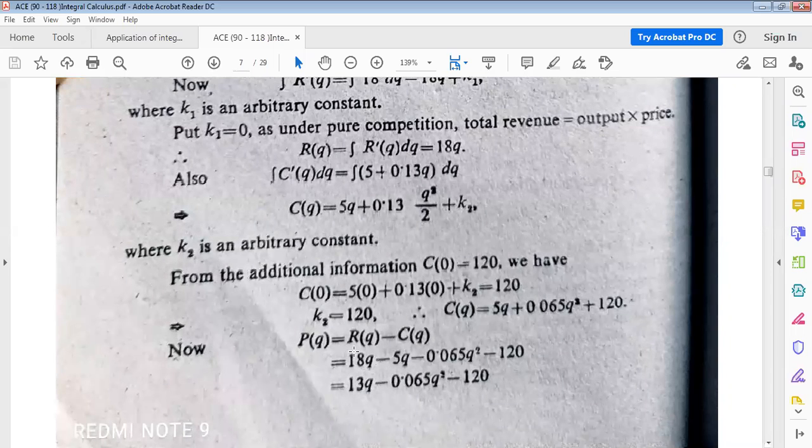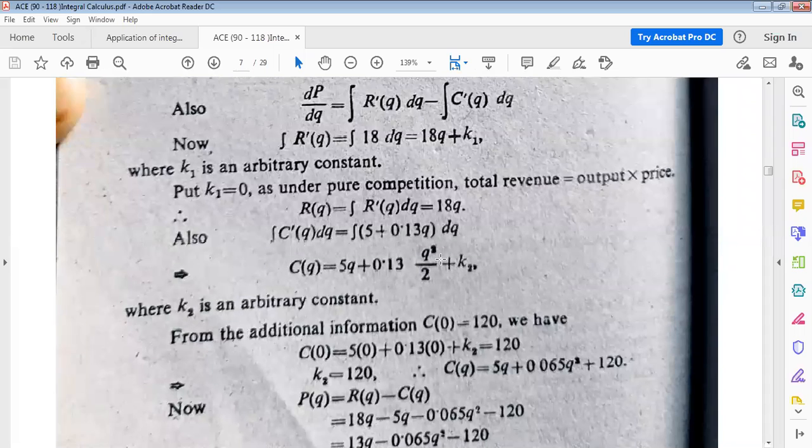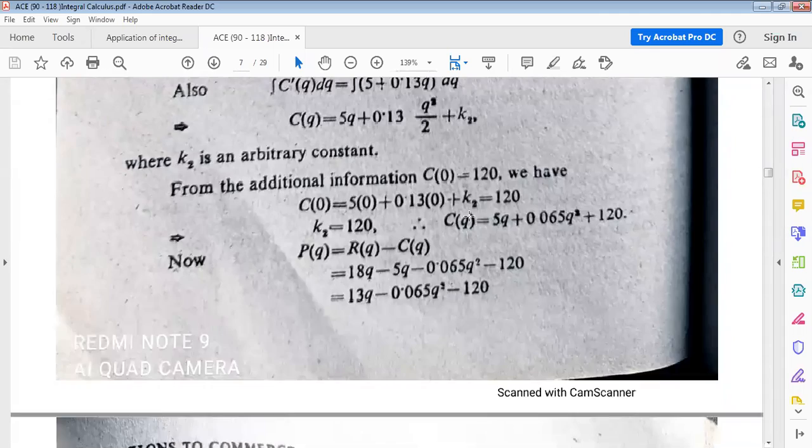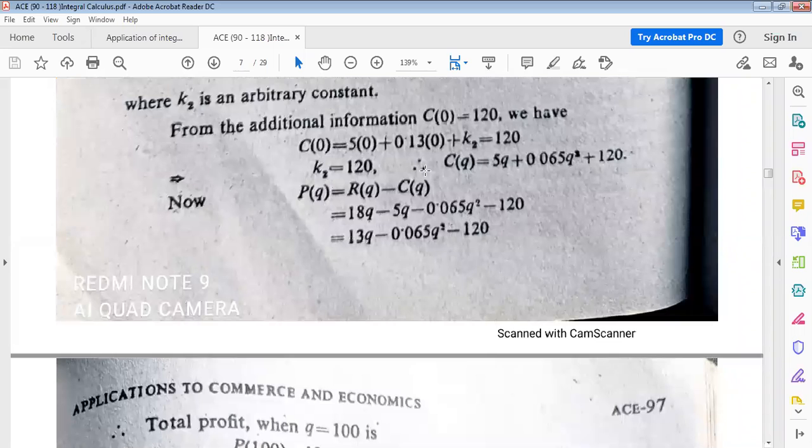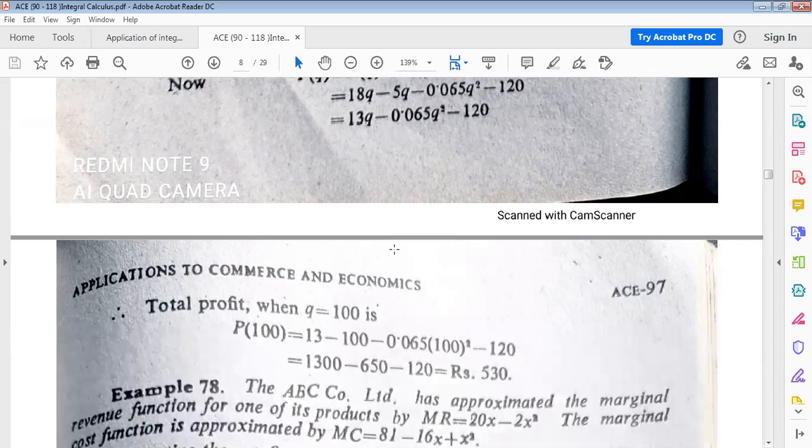Now profit, what will it be? Revenue minus cost. Okay, revenue was 18q. After putting k1 equals 0, we get 18q. So this is the 18q, and C(q), the total cost, is this one: 5q minus 0.065q square plus 120. Okay, just after taking the subtraction we get this. This is actually the profit.